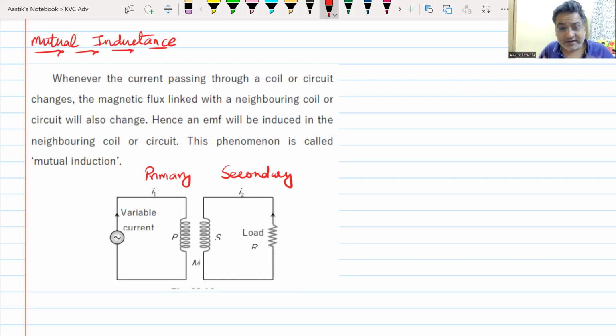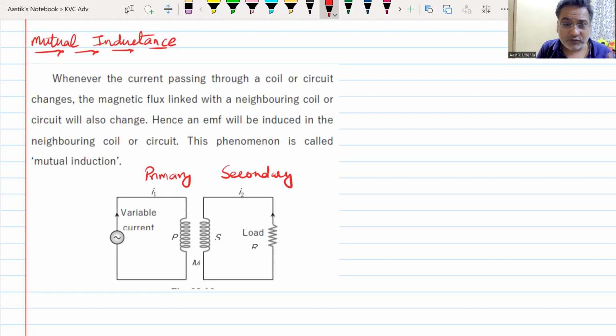And an EMF will be induced in the second coil because of change in current in the first coil. This phenomenon where an EMF is induced in the second coil because of change in current in the first coil is known as mutual inductance. Do we understand this? Yes, sir. So that is the phenomenon of mutual inductance.